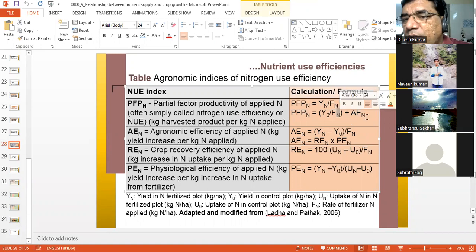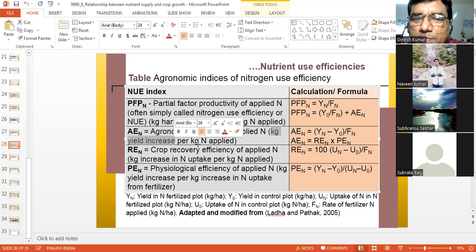And then plus agronomic efficiency. Agronomic efficiency, you can see what it is: kg yield increase. Dear students, remember, it is never kg yield. It is always kg yield increase per kg nitrogen applied. This is the unit of agronomic efficiency, and it can be calculated as YN, yield in the nitrogen applied plot, minus yield in control, divided by the rate of nitrogen application. And AEN is equal to RN into PN. So you can get the relationship.